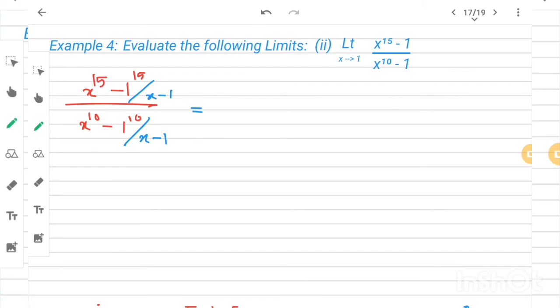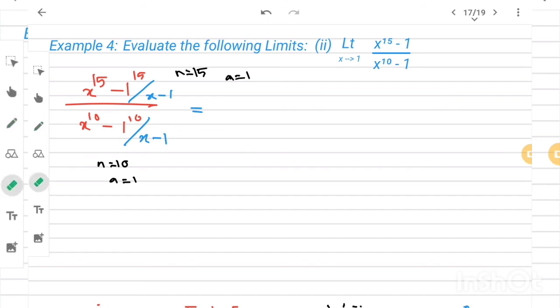Okay. Now in this I will write what n is and what a is, for your reference. n is nothing but 15, a is nothing but 1. This is for the numerator. And what will happen to the denominator? n is equal to 10, a is equal to 1.